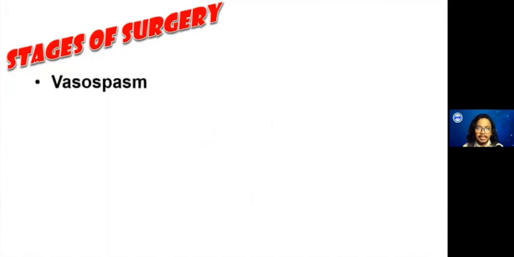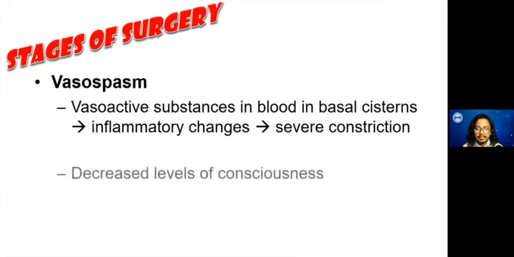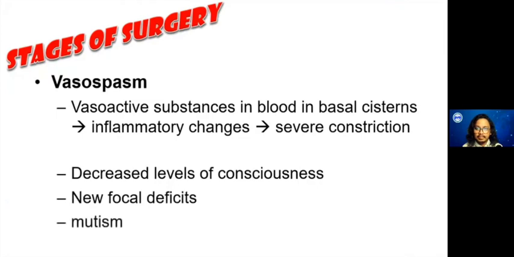Vasospasm and delayed cerebral ischemia is a significant cause of morbidity and mortality. Of patients in whom symptomatic vasospasm develops, approximately 50% die or are left with serious neurologic deficit. Vasoactive substances found in blood in the basal cisterns induce inflammatory changes in the cerebral arteries to cause severe constriction. Symptomatic patients may present with decreased levels of consciousness, new onset focal deficits, and mutism.